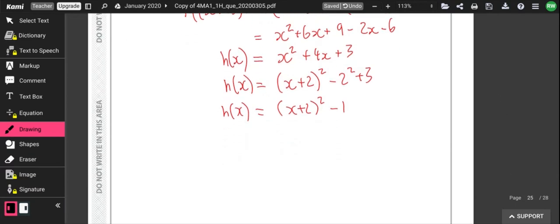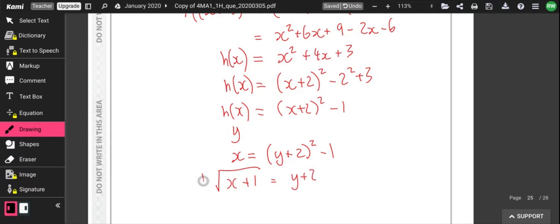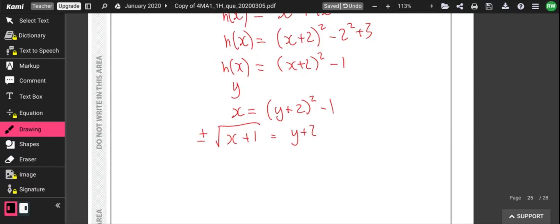So inverse, let that equal y. So for the inverse, we're going to switch the x's and the y's. x equals y plus 2 squared minus 1, and try and make y the subject. So x plus 1, we square root that. That will give us y plus 2. And we can subtract 2 from both sides. So minus 2 plus or minus the square root of x plus 1 is equal to y. So this is now our inverse function like this.